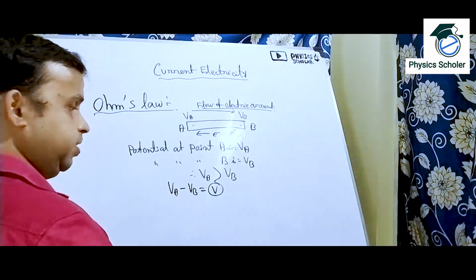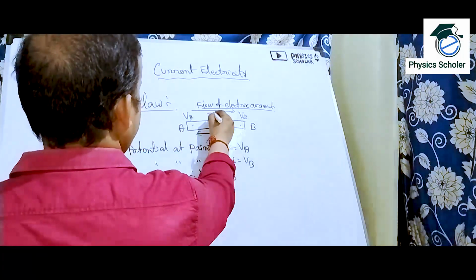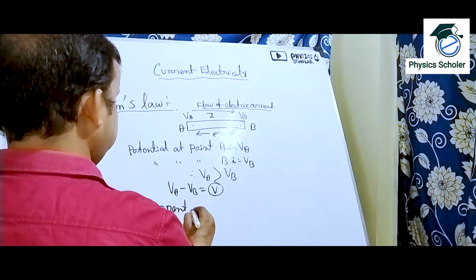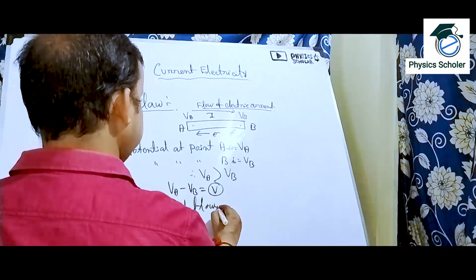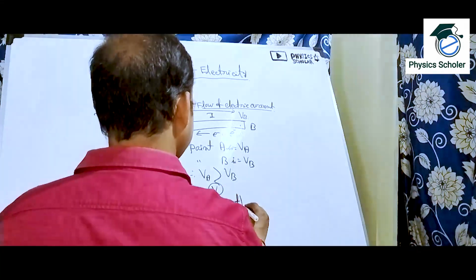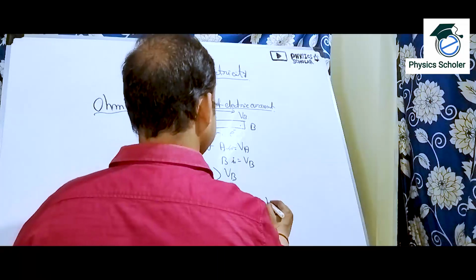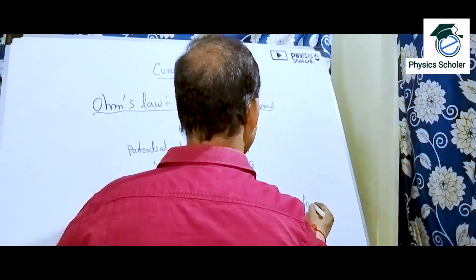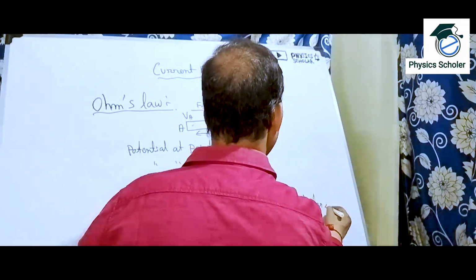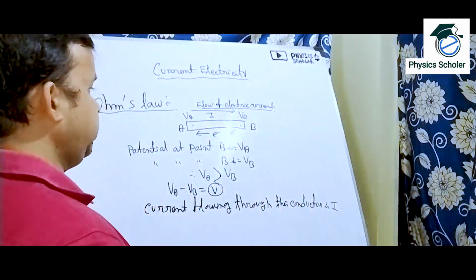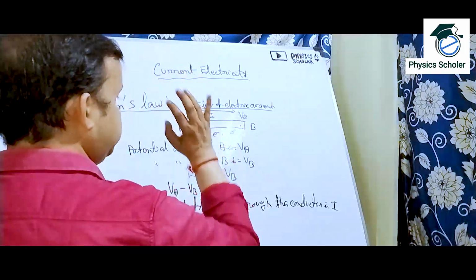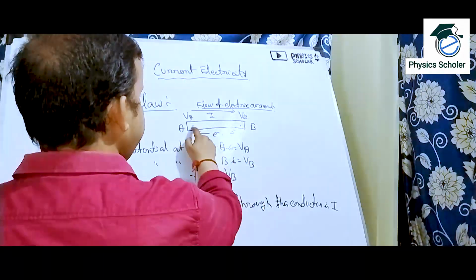Now say VA minus VB is equal to V, the potential difference. And the current flowing through this conductor is I. The current flowing through this conductor is I, and the potential difference between the 2 points is V, and the current is flowing from A to B.